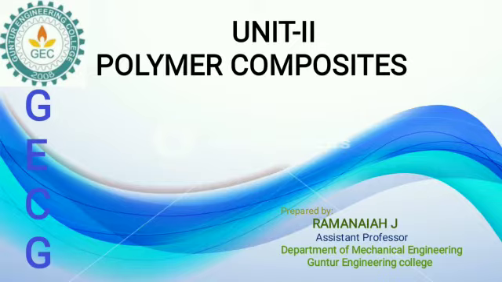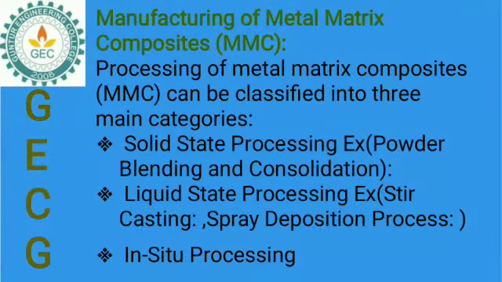Today, we are discussing the topic Unit 2, Lecture 4, Polymer Composites. In this lecture, we are mainly discussing how to manufacture metal matrix composites, simply called MMCs.